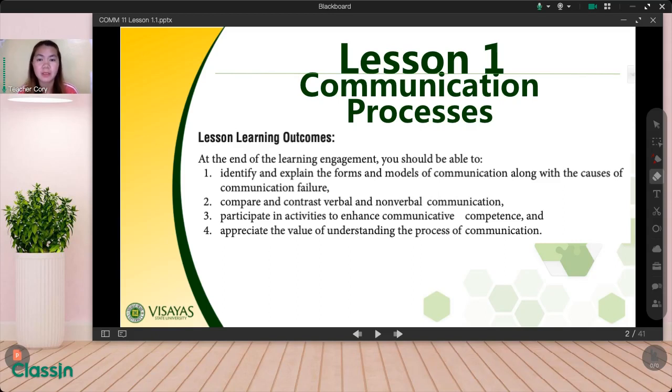You will also be expected to compare and contrast verbal and nonverbal communication. I think these two are already given. If you notice, these are given in all lessons, where you will be participating in activities to enhance your communicative competence and also appreciate the value of understanding the lesson. In this case, it's the process of communication.